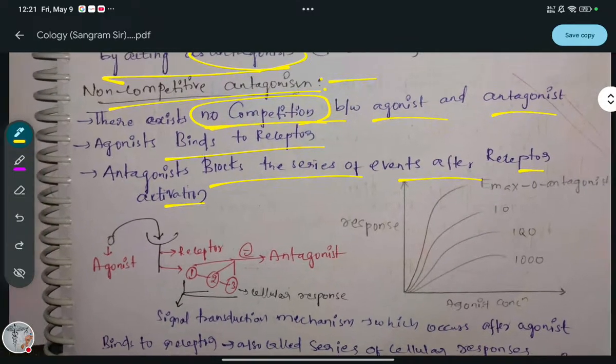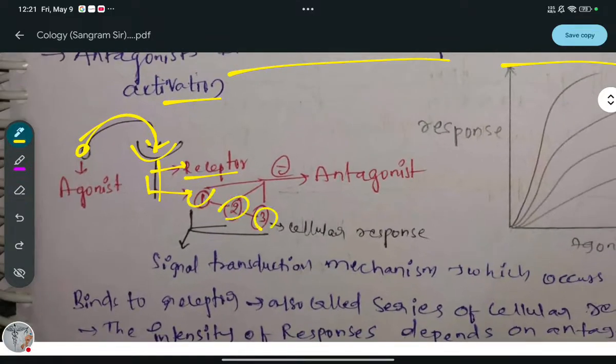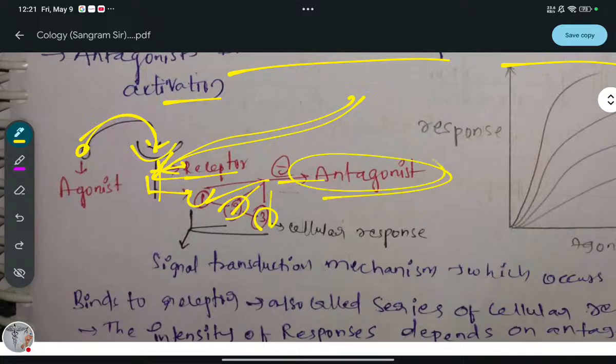When the agonist binds to the receptor, it will start showing its effect. To show its effect, it will have some series of responses. For example, see here, this is the receptor. When the agonist binds, the receptor will activate and show different series, 1, 2, 3. Is this visible? Now the antagonist will come and try to bind here, and it will try to block the series of events of the receptor after its binding. So ultimately, what will happen?